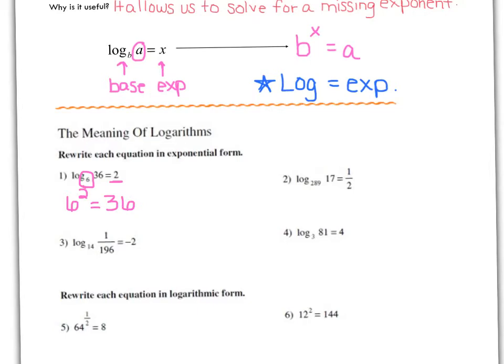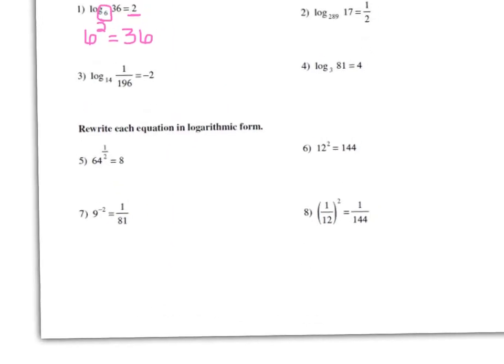When I write a log, if I were to get rid of this 2, if that were gone and I were to just say log base 6 of 36, the question I'm really asking is, what exponent do I need to turn this into this? Okay, I'm asking, what exponent do I need to turn a 6 into a 36? Let's see what else we got in here.